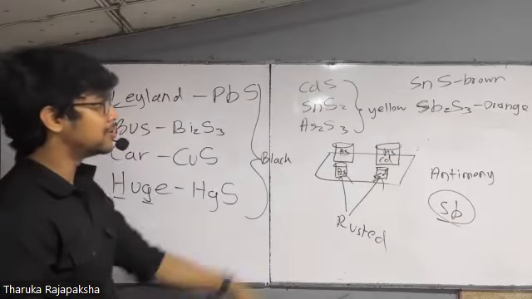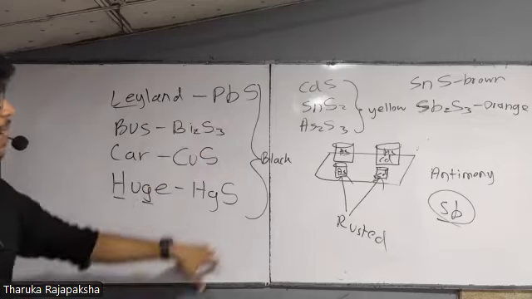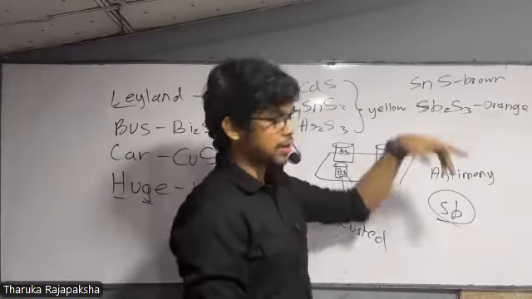But this is my story. So here you go. These are black color. These are yellow color. And that is brown and orange. Okay.